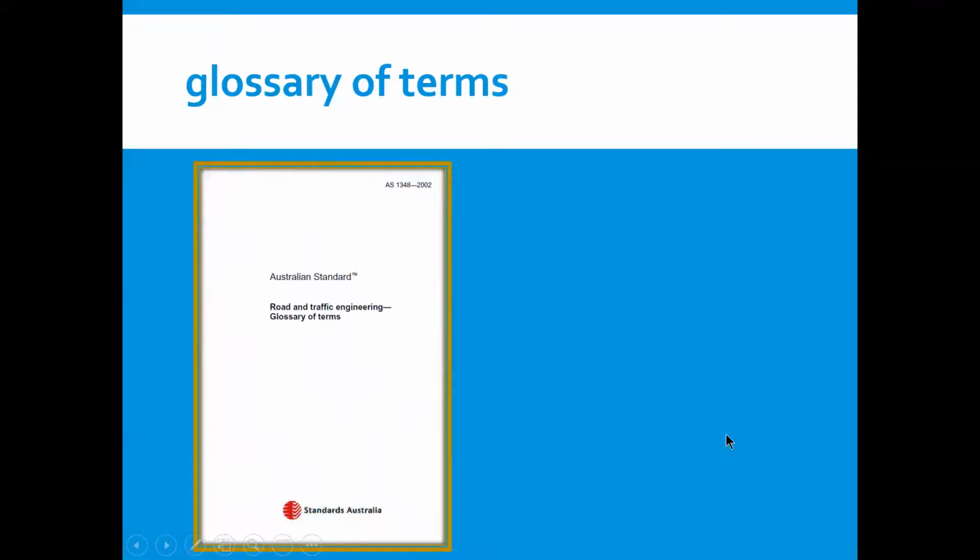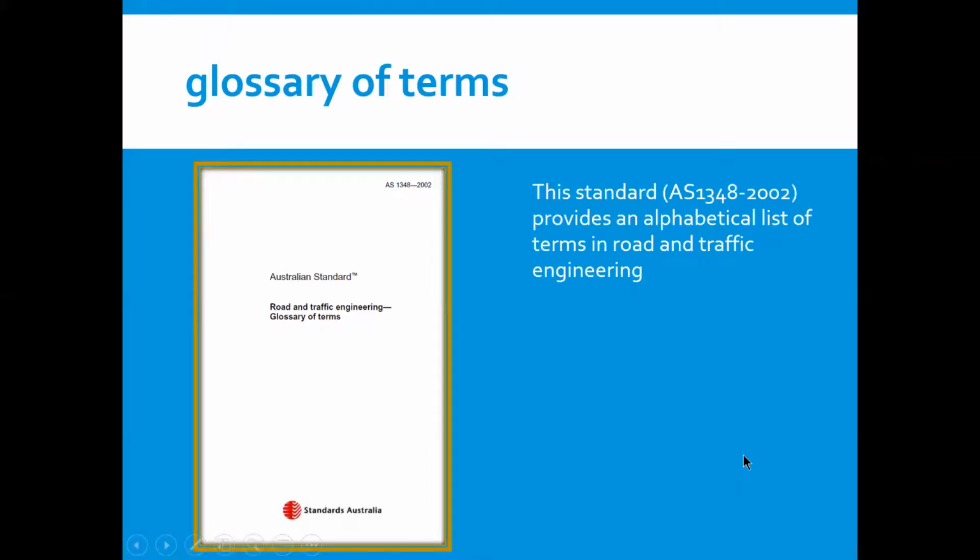Prior to designing major urban roads, I would be very keen for you to familiarize yourself with a glossary of terms used in road and traffic engineering practice. For these purposes, the Australian Standard AS 1348-2002 is probably the most suitable document. It will provide you with an alphabetical list of terms in road and traffic engineering.